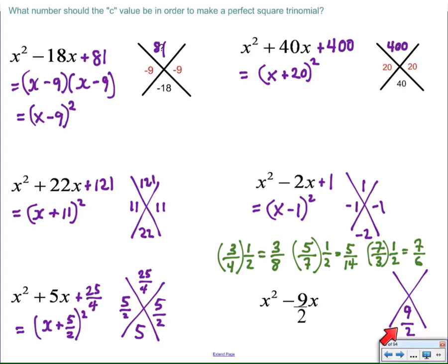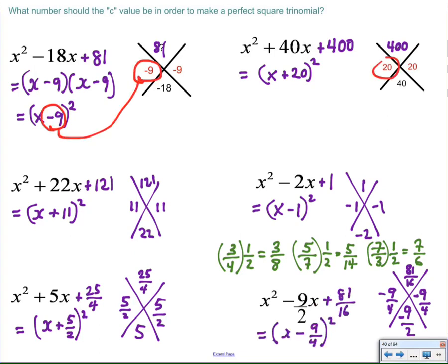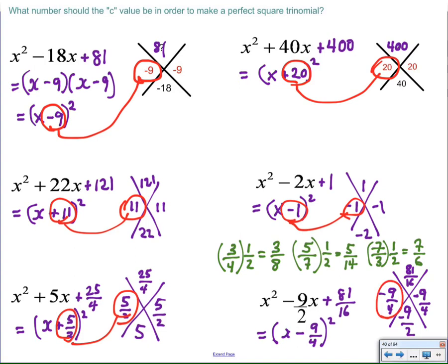So we need two numbers that add up to 9 halves, the same number, negative 9 fourths and negative 9 fourths. When I multiply them together, I get 81 over 16. So right here I'm going to add 81 over 16, which creates a perfect square. And in the process I noticed that whatever my two factors are, that's going to be the opposite of the axis of symmetry in each case.